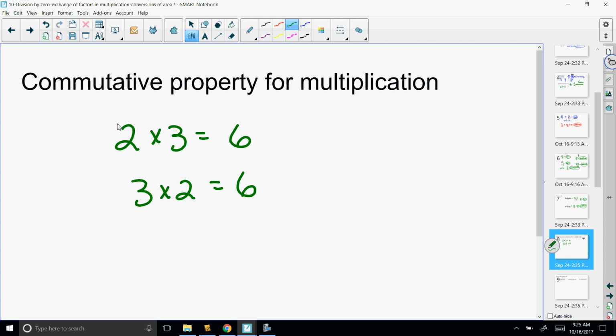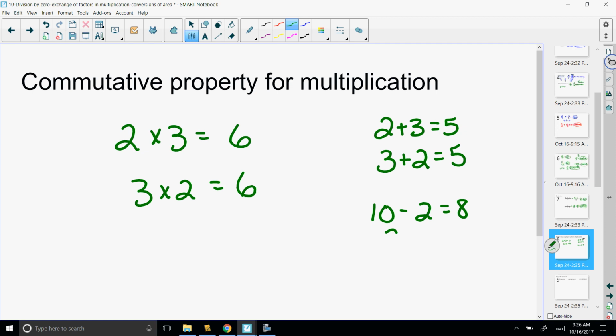Yes or no? Yes, because I know that 2 plus 3 is equal to 5, and I also know that 3 plus 2 is equal to 5. Does it work for subtraction? No. Is 10 minus 2, 8, different than 2 minus 10? Yeah, what is 2 minus 10? Negative 8. That gives you additive inverses. So it does not work for subtraction.